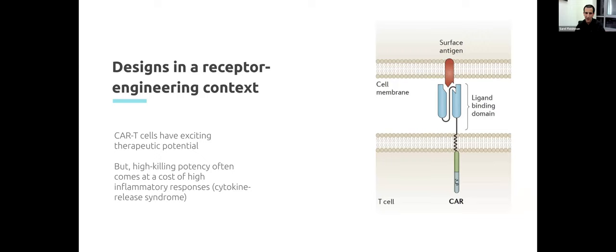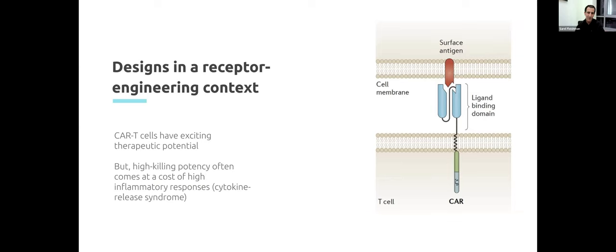It's already being used in the clinic. It leads to fantastic results, but often high killing potency comes at the cost of high inflammatory response. This is known as cytokine release syndrome or cytokine storms. So our collaborators thought that by using our transmembrane domain oligomers, dimers, trimers, and tetramers, they may be able to tune cytotoxicity and thereby also the inflammatory response.